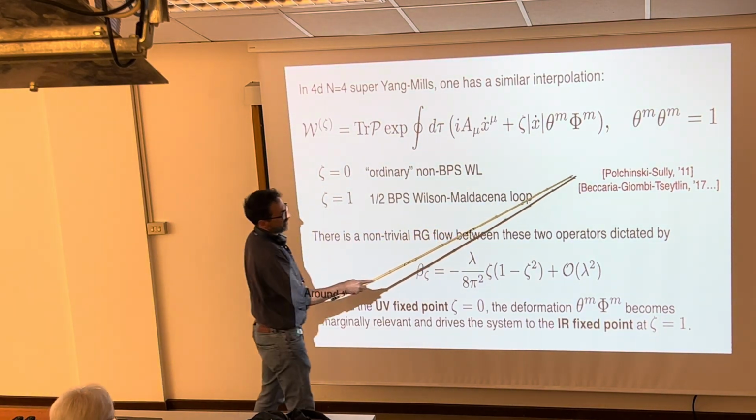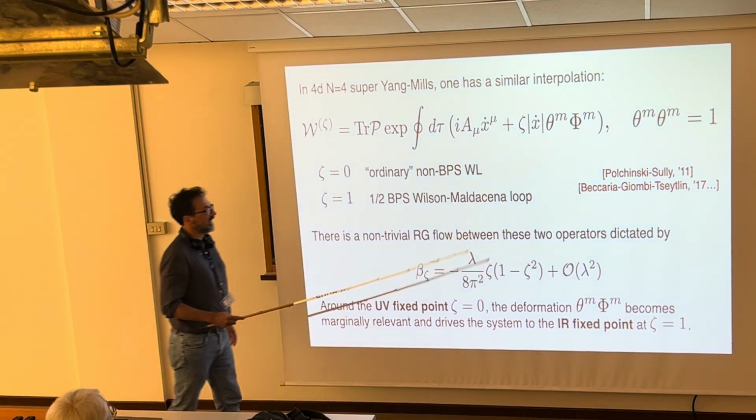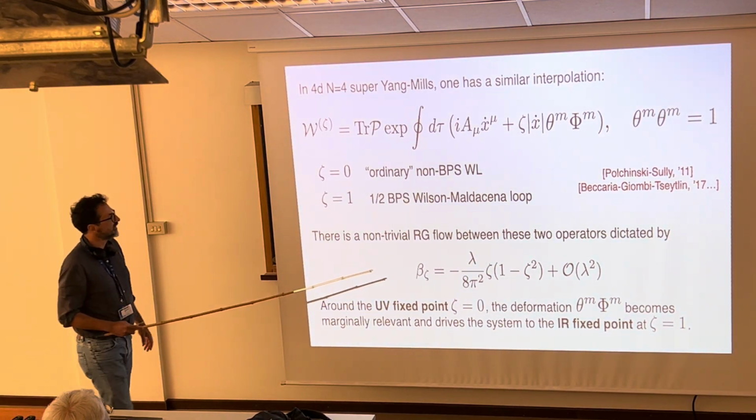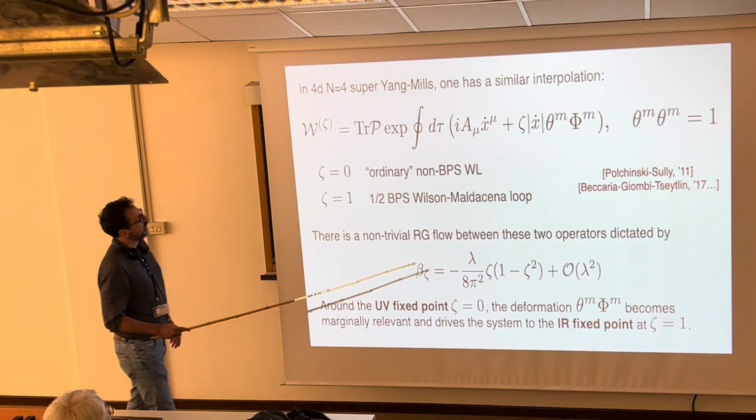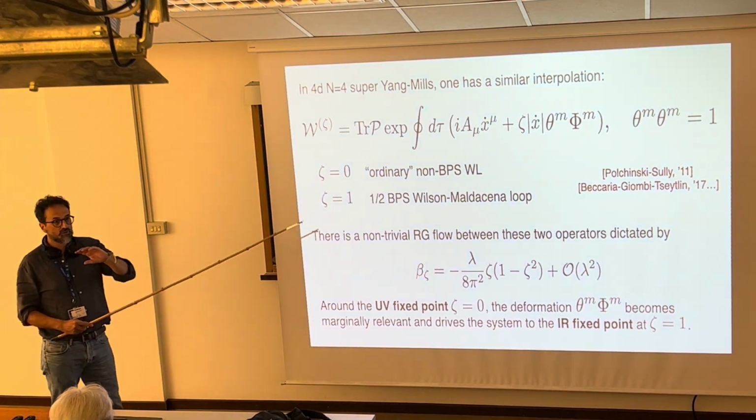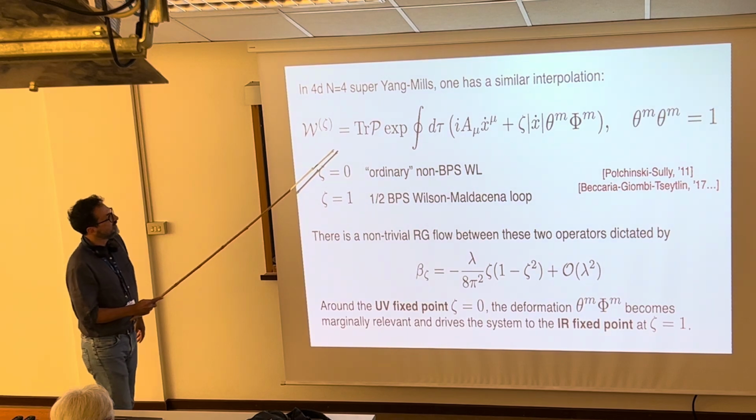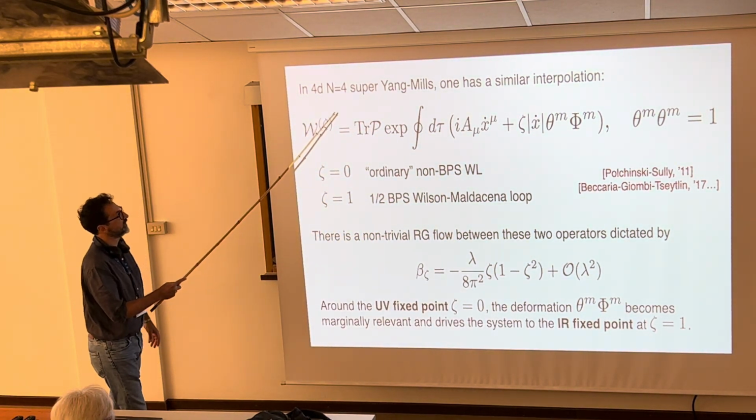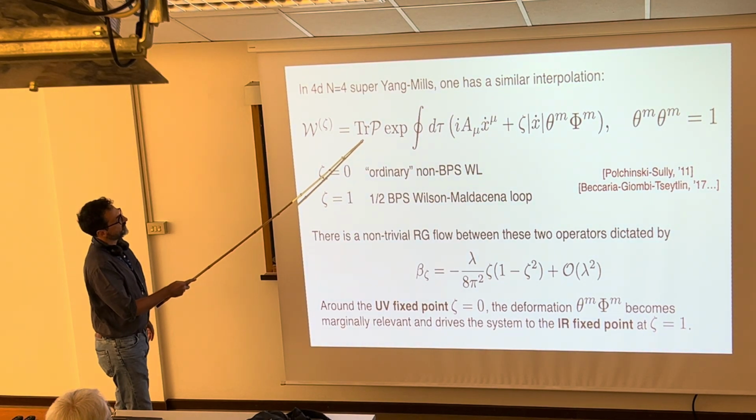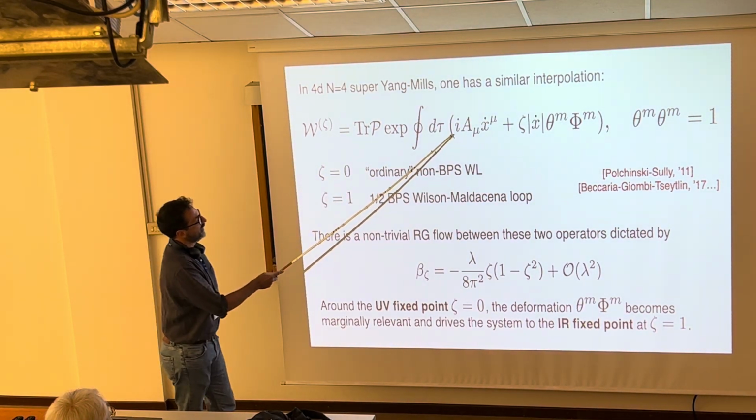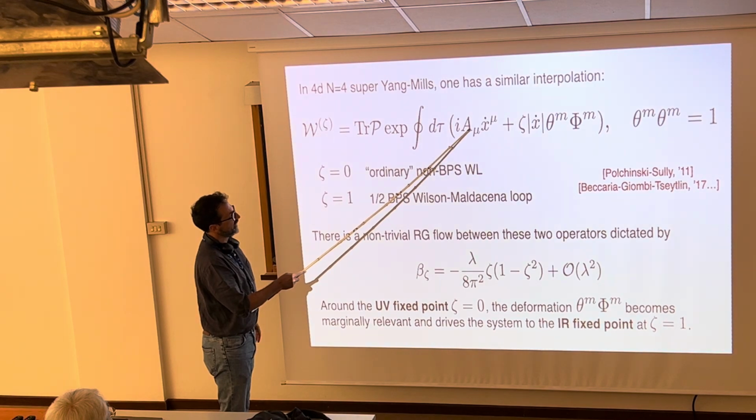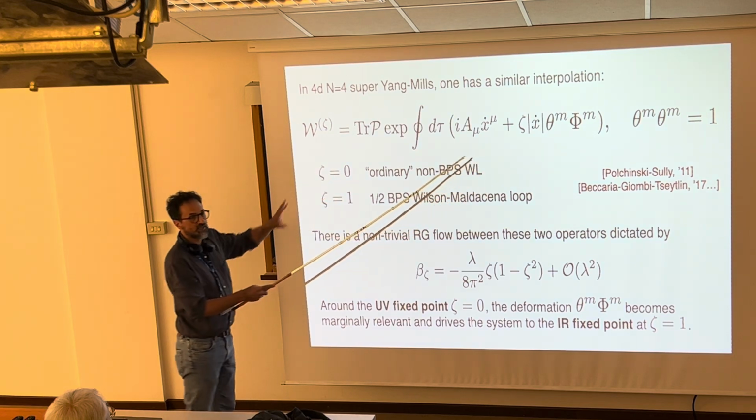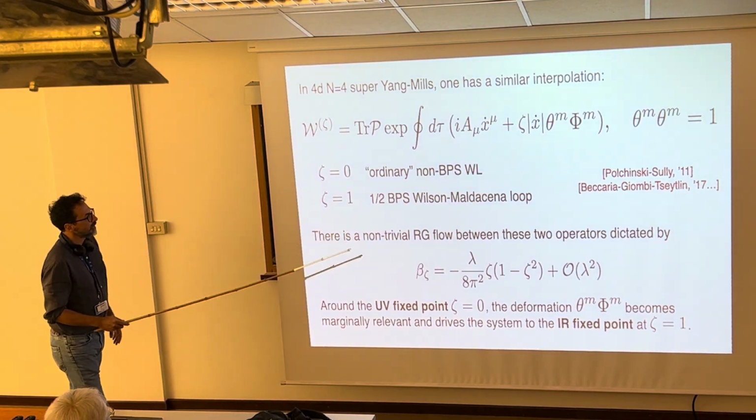This has been initiated by Polchinski and Sully in 2011, and then it has been studied by many people, mostly Beccaria, Giombi, Tseytlin, and others, in a series of papers, in which you have an interpolation between two different Wilson loops. So this is the generic Wilson loop in N=4 super Yang-Mills, which is the trace of a path-ordered exponential of some gauge field connection plus some coupling to the scalars of the theory. I'm going to explain where this comes from later.